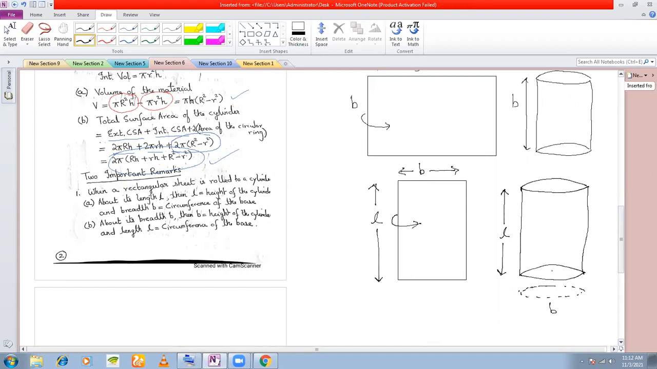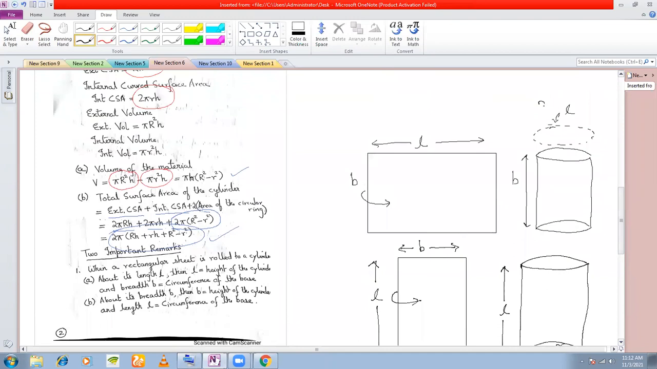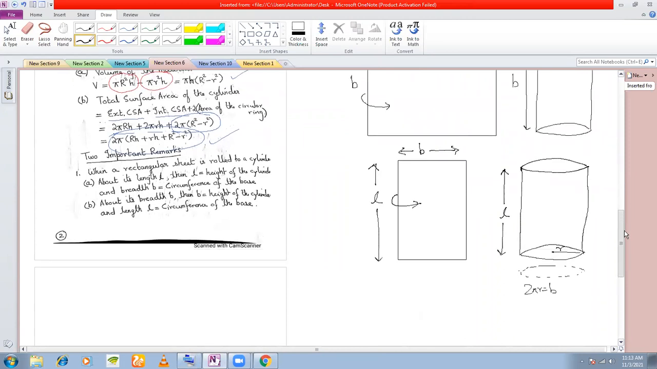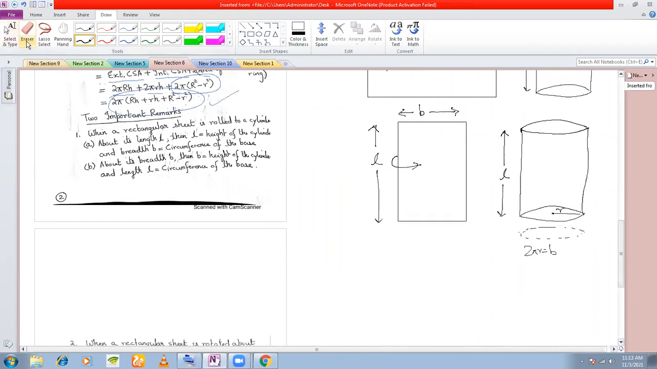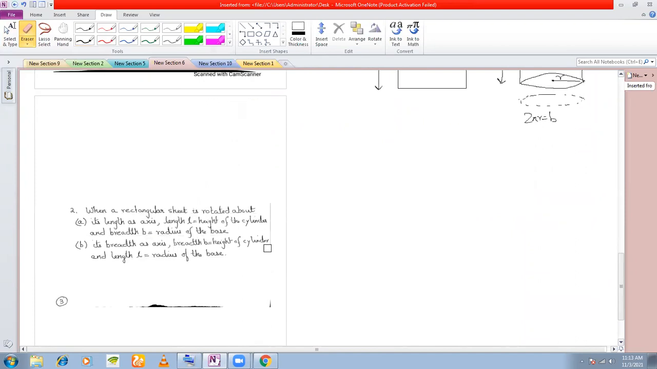So if I take the radius of the cylinder as, let's say, r, then 2 pi r must be equal to b. And in this case, if I'm rolling along the breadth, then 2 pi r must be equal to L, right? So take note of this. Okay. We'll be doing a problem based on this. I think back in class 8 also I had solved this kind of problem.